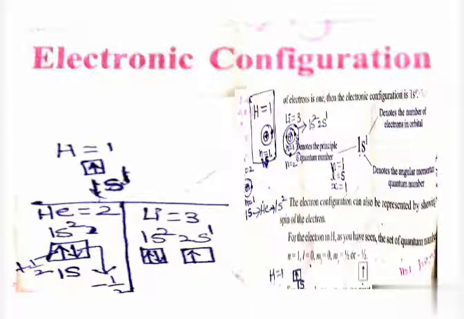What did we discuss in this class? Till now we discussed the electronic configuration. Electronic configuration means the distribution of electrons in the shells, subshells and orbitals of an atom. We can write this by the nlx method. Here n is the principal quantum number, l is the azimuthal quantum number, and x means the number of electrons.